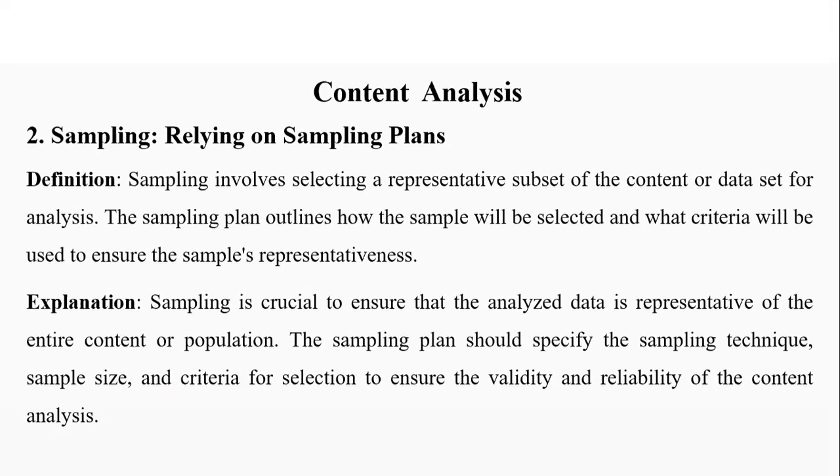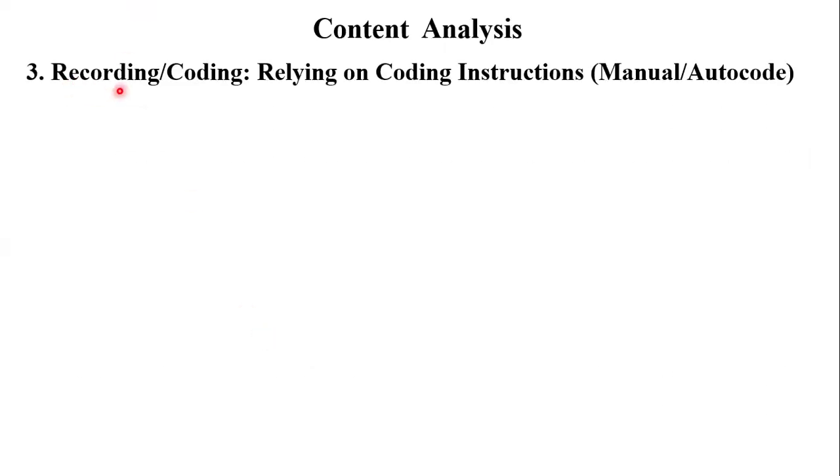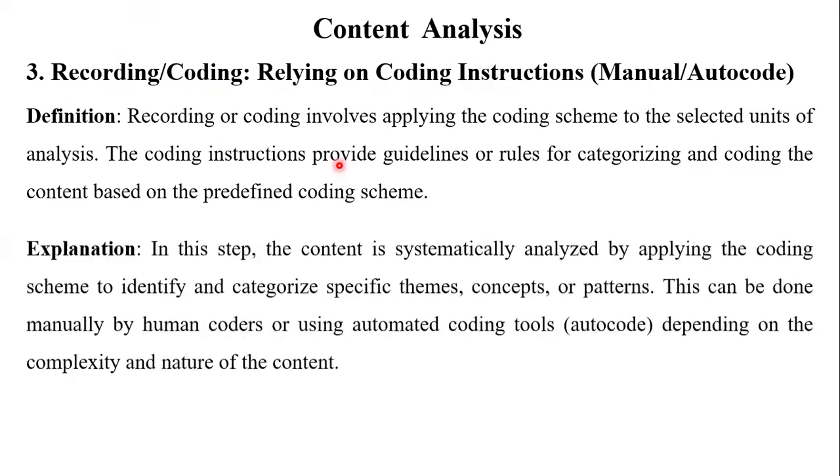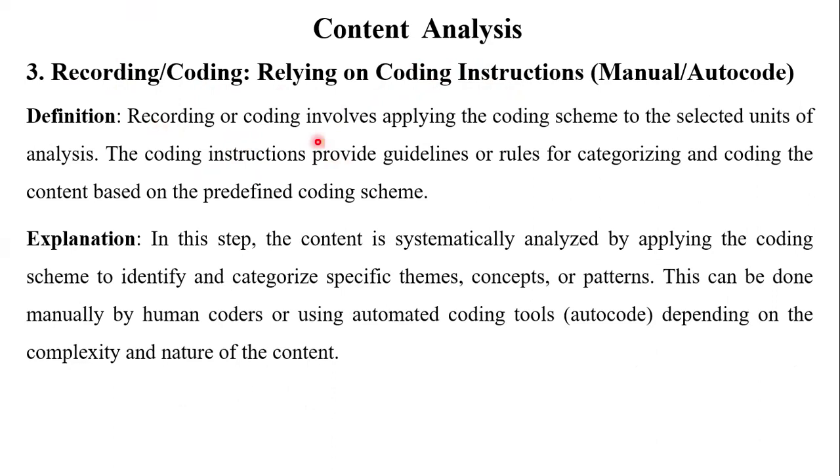As a third step, you need to consider recoding, coding. It means that you are relying on coding instructions. In this step, you are going to decide about what kind of codes you are going to use. So recoding or coding involves applying the coding schemes to the selected unit of analysis. The coding instructions provide guidelines or rules for categorizing and coding the content based on the predefined coding scheme. So first of all, you need to predefine your coding scheme.